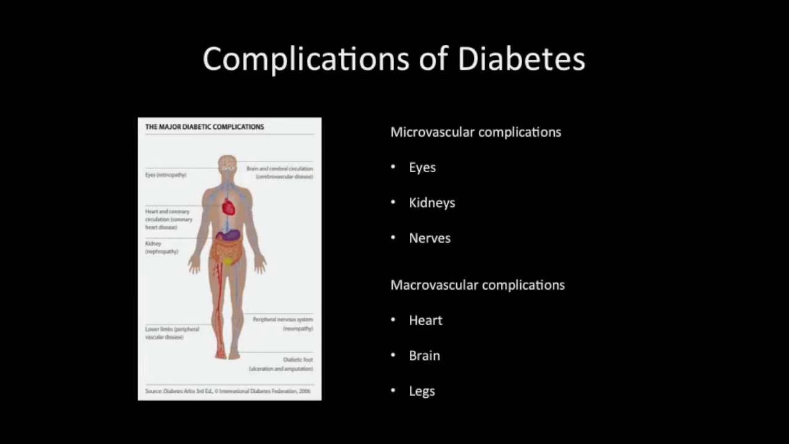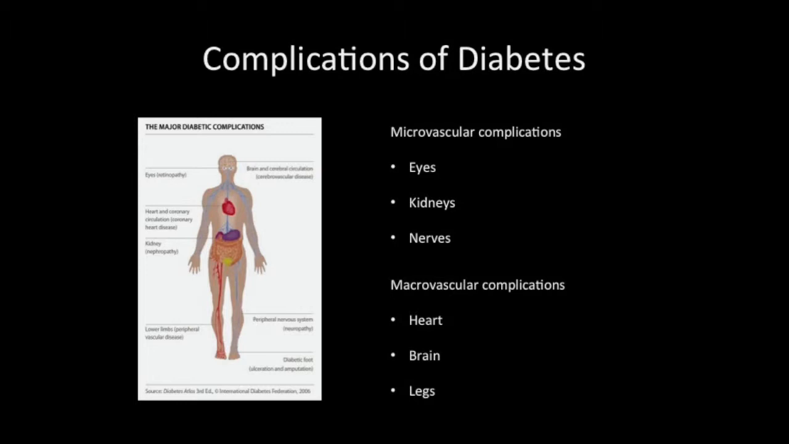When it affects the eyes, there could be visual changes, which could progress to blindness. It could affect the kidneys, leading to kidney failure, or it could affect the nerves, which is the most common complication in people with diabetes. Nerve damage can cause pain, tingling, numbness, or weakness in your feet and hands.